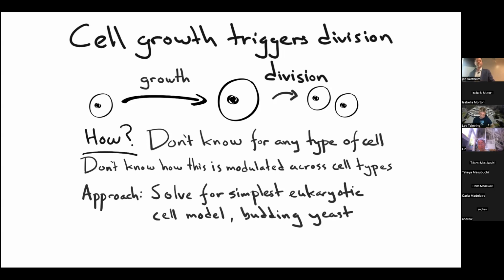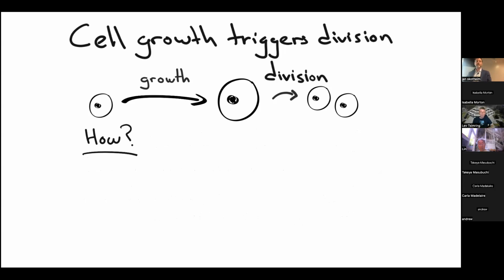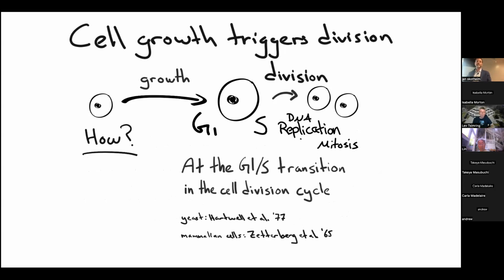And our approach was really, let's try to work with the simplest, most well-behaved eukaryotic model system that we could think of, and that is, of course, the wonderful budding yeast. Okay, so how does it work in budding yeast? Well, it's been known since essentially the beginning of time, when Lee Hartwell roamed the earth, that the G1S transition is this key moment in budding yeast cells where growth is linked to the cell division cycle.